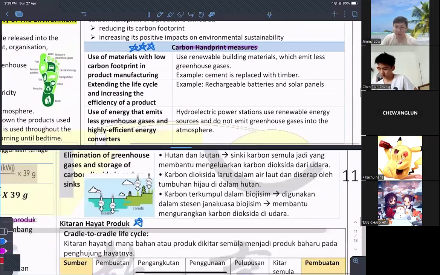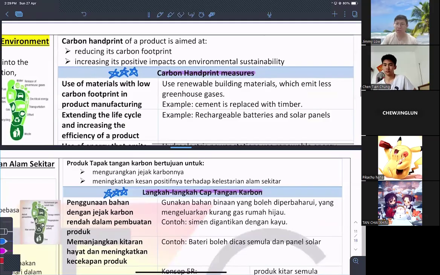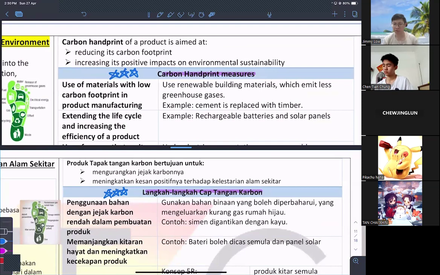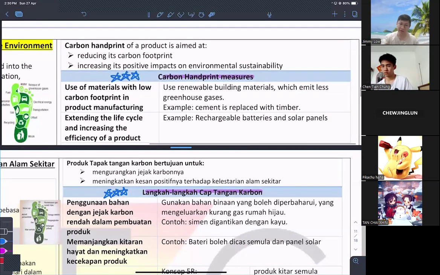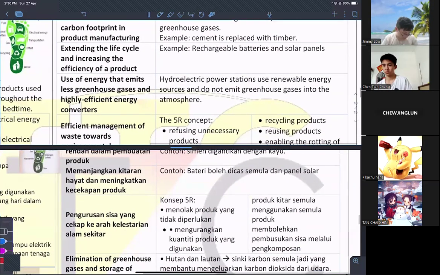Okay, the thing you have to memorize is here, carbon footprint measure, carbon handprint measure. Which means you have to know what you can do to increase the carbon handprint. You can relate this part to your green technology stuff, which we learned in Chapter 4. Just read through, you see energy efficiency.